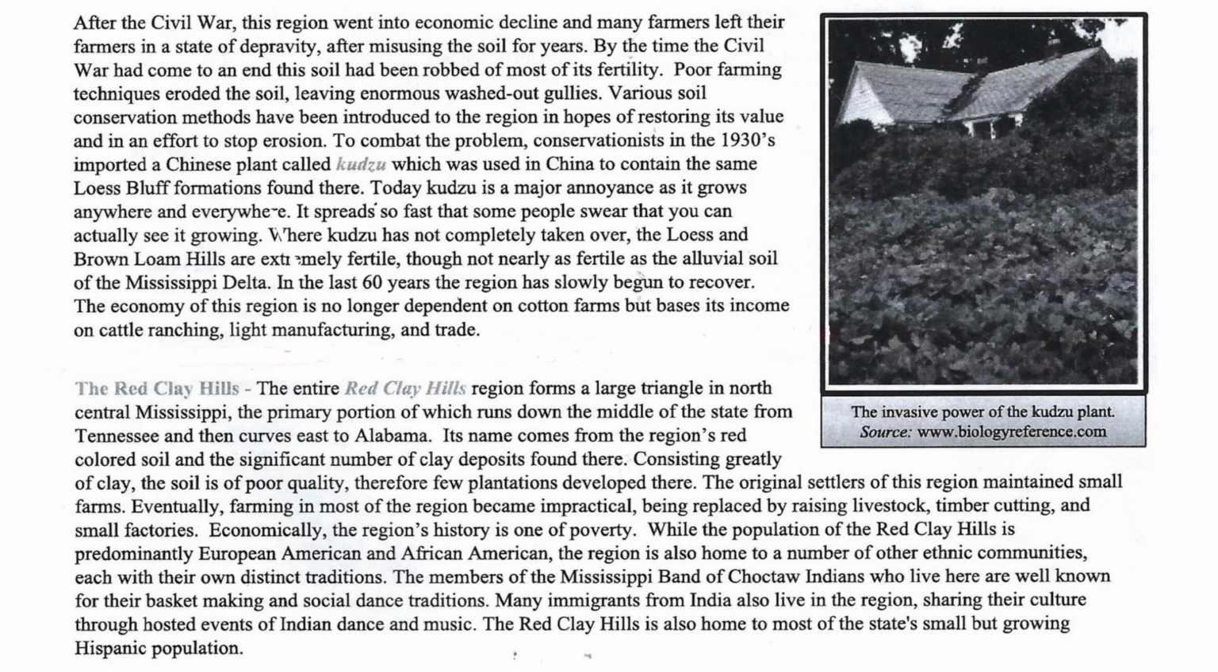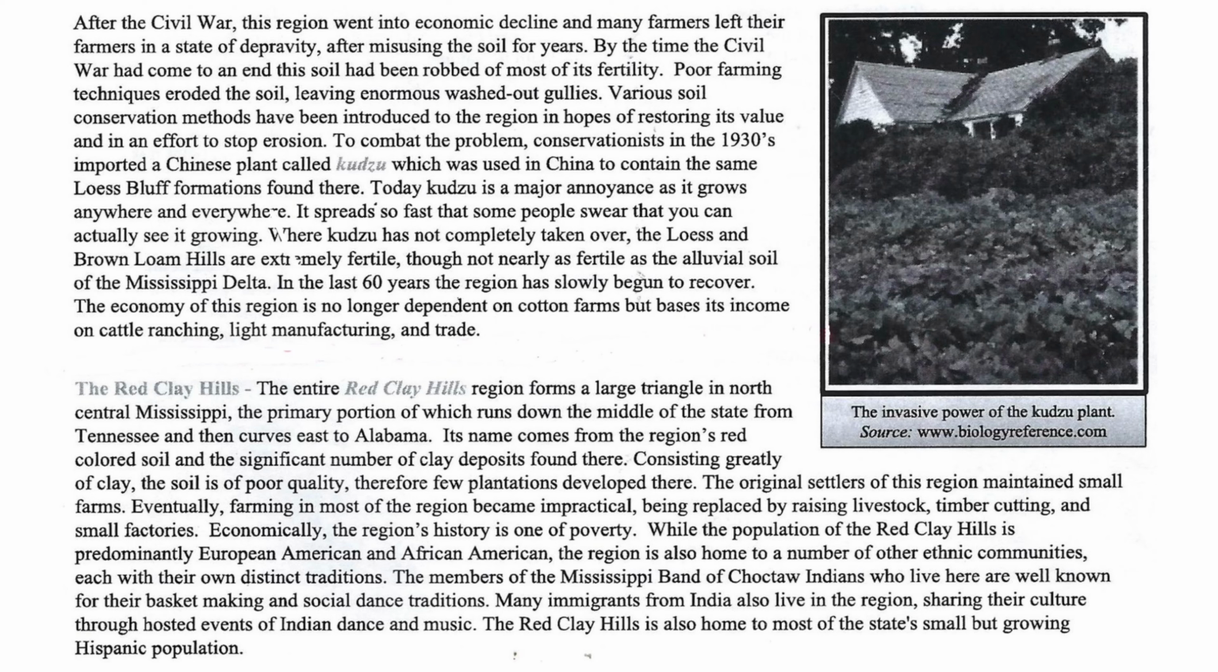Various soil conservation methods have been introduced to the region in hopes of restoring its value and in an effort to stop erosion. To combat the problem, conservationists in the 1930s imported a Chinese plant called kudzu, which was used in China to contain the same Loess bluff formations found there. Today, kudzu is a major annoyance as it grows anywhere and everywhere. It spreads so fast that some people swear that you can actually see it growing.